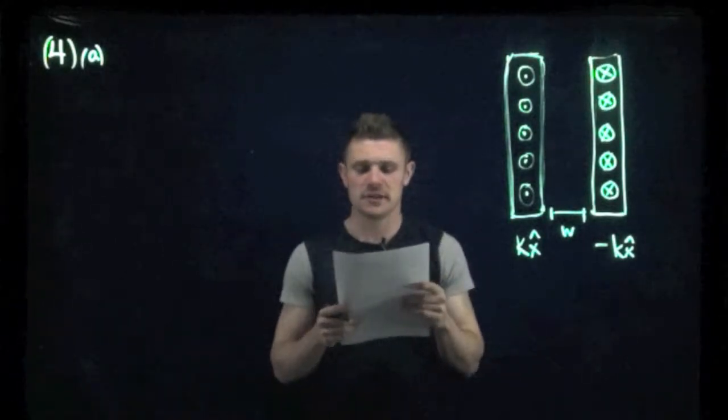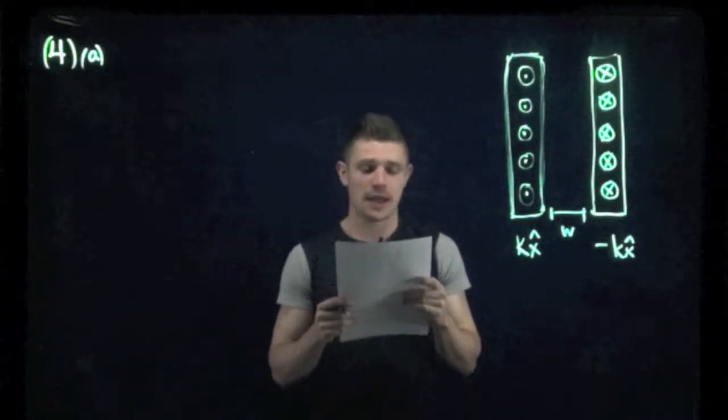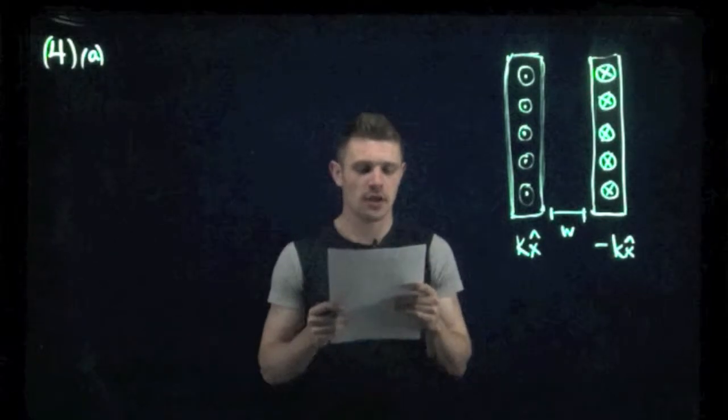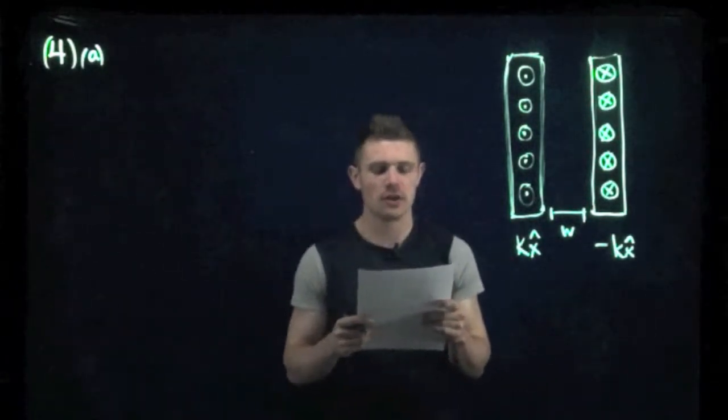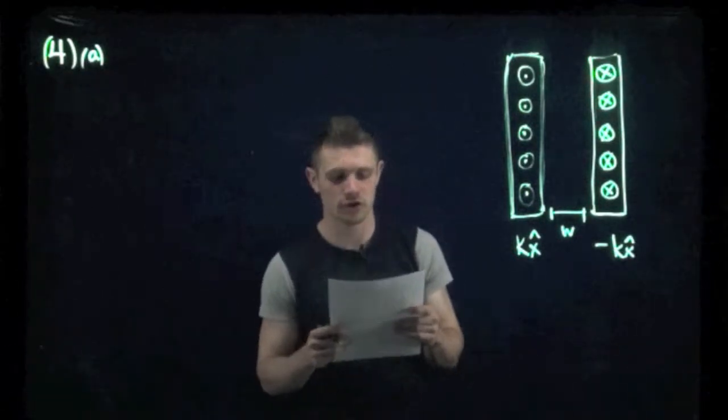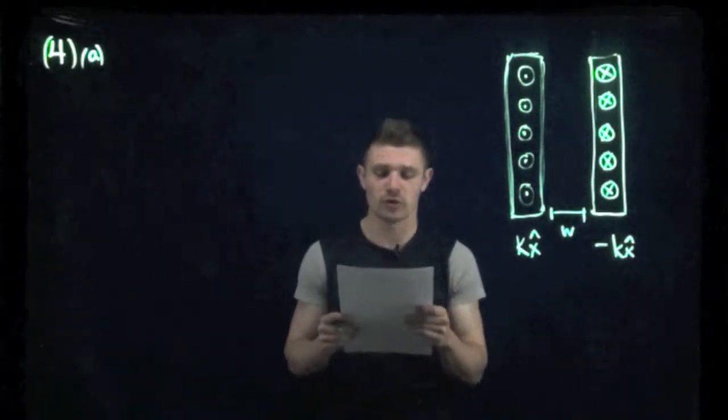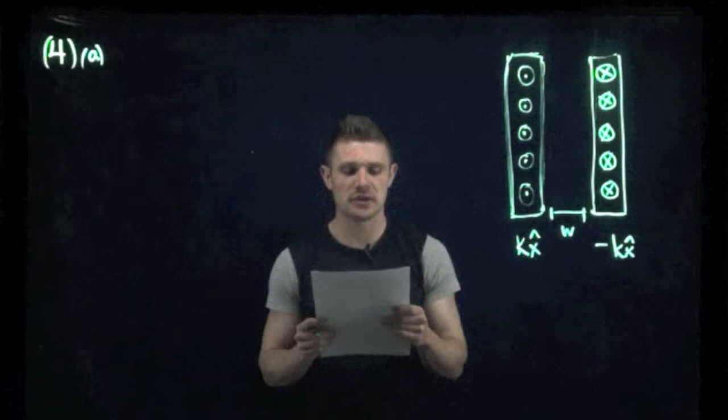The left sheet contains surface current Kx hat out of the page, and the right sheet contains surface current negative Kx hat into the page. Neither sheet carries any net charge. And in part A, we're asked to find what E and B are between the two sheets while the currents are steady.